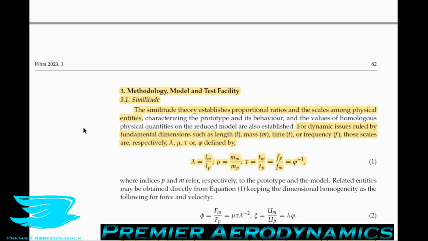So onto the methodology now, we're talking about similitude. So similitude is the term used when we are looking at scaling an object. And this is not necessarily just for scaling down, it could be for scaling up. However, in practice, we always want to scale down because that means it's more practical to use.